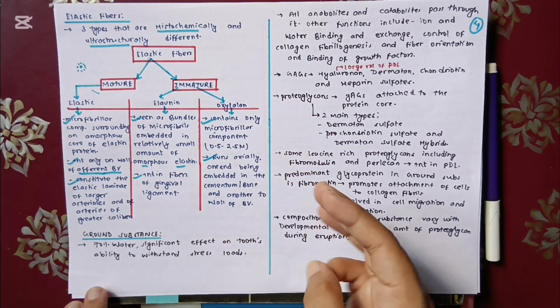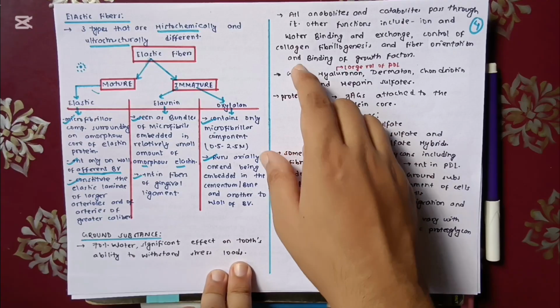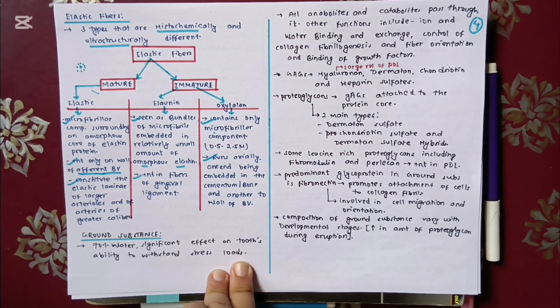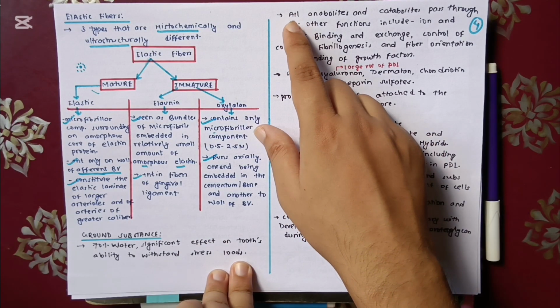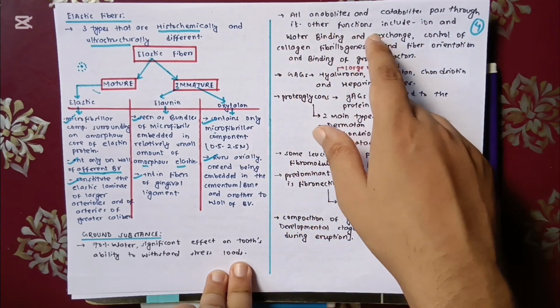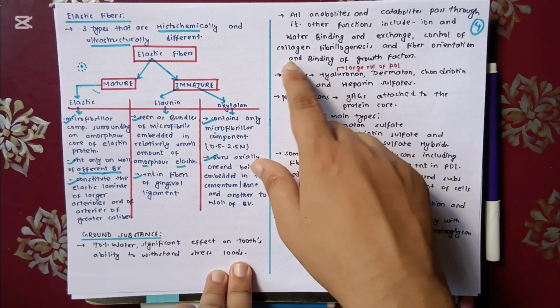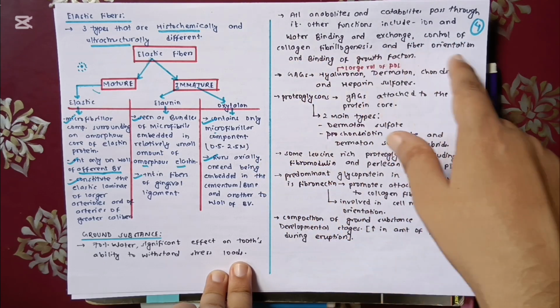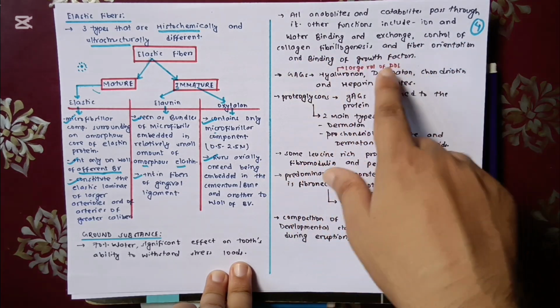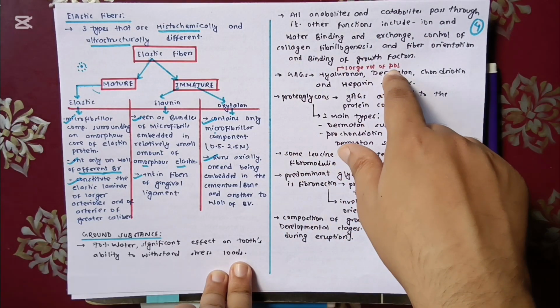Okay, so those three are the major components of this ground substance. And here, as you can see, all the anabolites and catabolites pass through it. Other functions include ion and water binding and exchange, control of collagen fibrillogenesis and fiber orientation, and the binding of growth factors. Okay, so those are the functions of the ground substance.